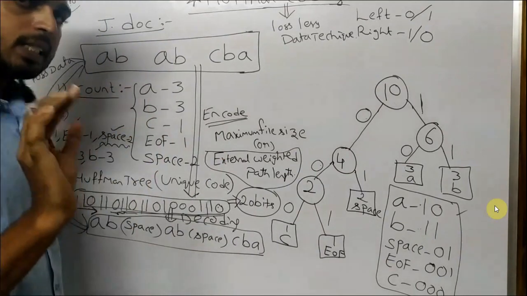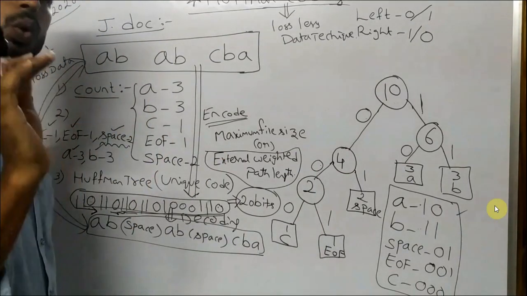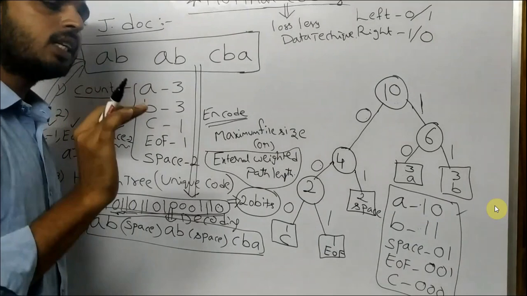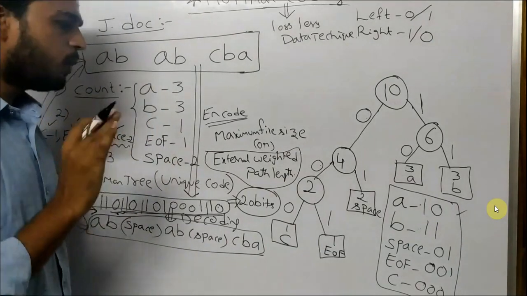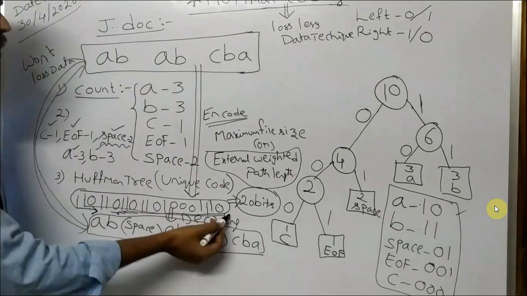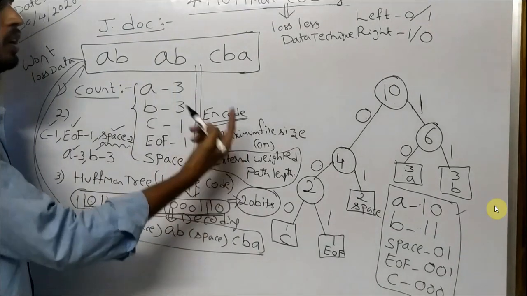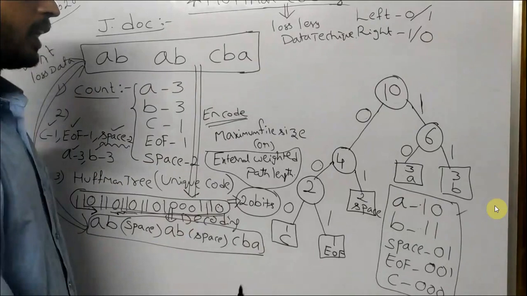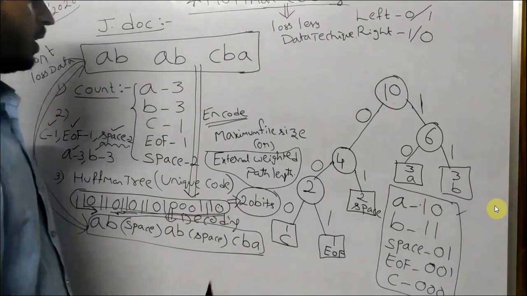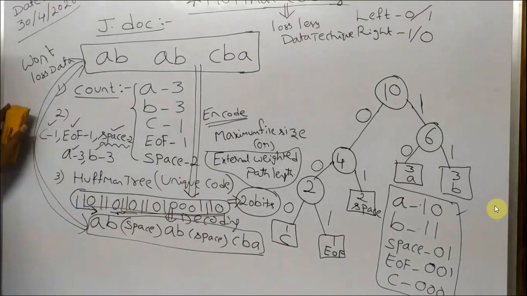So while constructing a Huffman tree, our aim is to construct a tree in such a way that its external weighted path length is the least. So what is the external weighted path length? The total amount of space required to store the actual file. This one you can also calculate in another way.